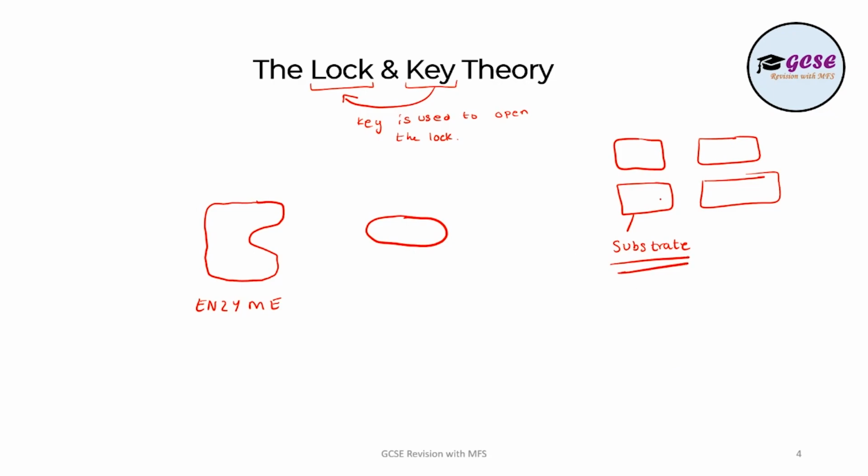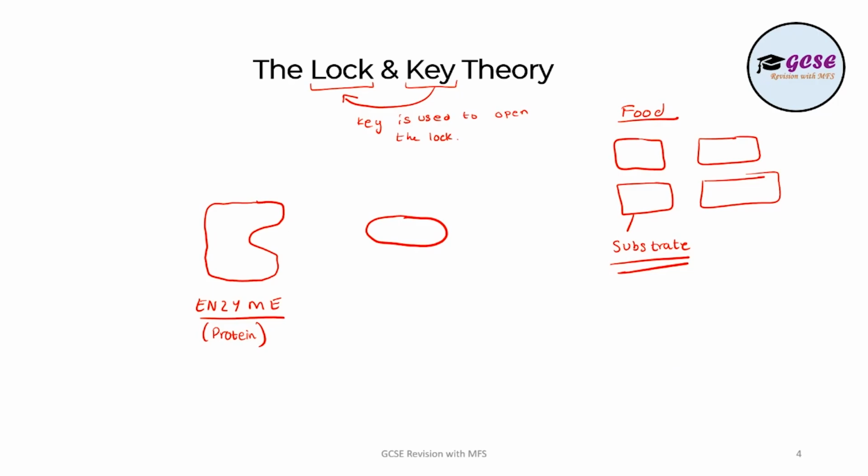Now this substrate is going to go into the enzyme. The enzyme is going to break it down. The enzyme is an example of a protein. Now enzymes are going to break down the substrate. So let's say this is the food that we've just eaten, the substrate. We want to break it down as small as we can so we can digest it.